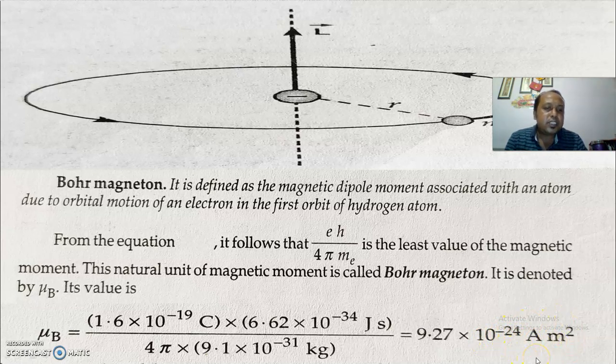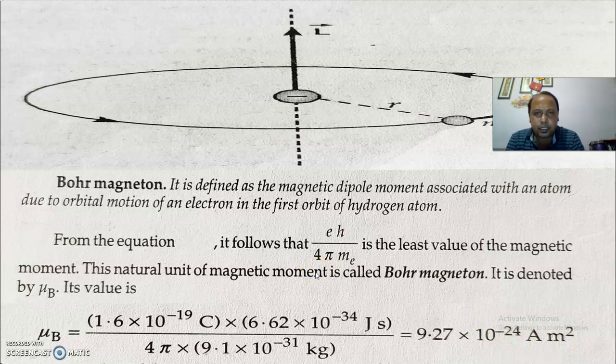It is the unit of dipole moment, because the Bohr magneton is also a dipole moment of a hydrogen atom in its ground state. So it is ampere meter square. I hope this is very clear to you.